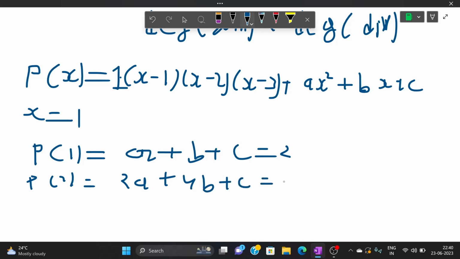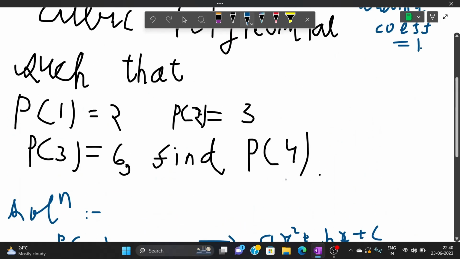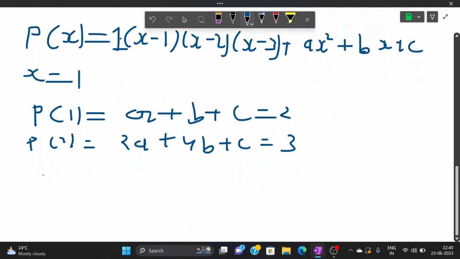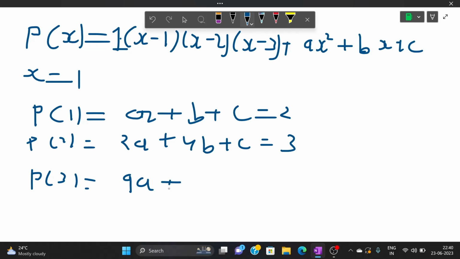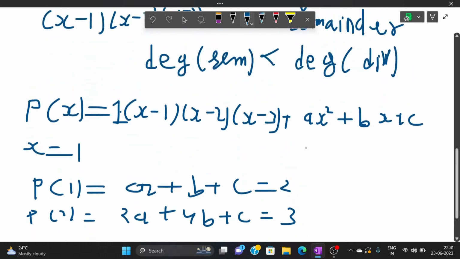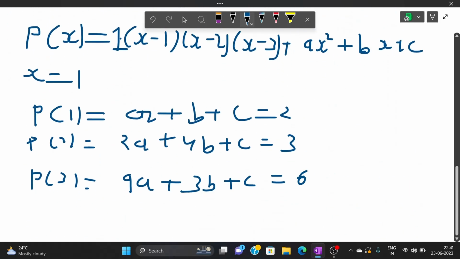And what is its value? Its value is 3, I guess. And what is P of 3? P of 3 is 9A plus 3B plus C, equal to 6. And here it will be 4A and this will be 2B, right? Alright.